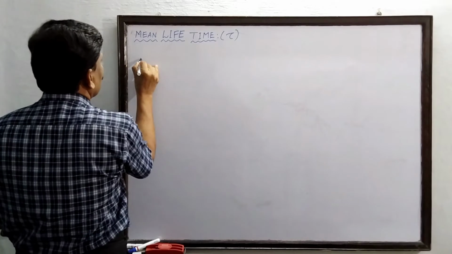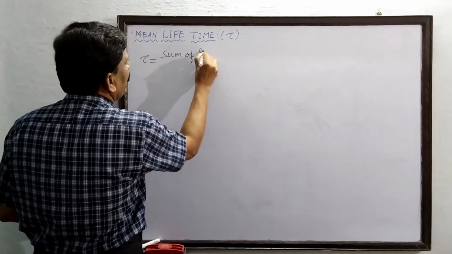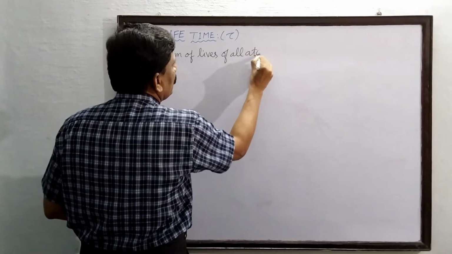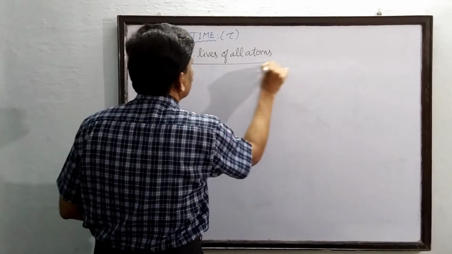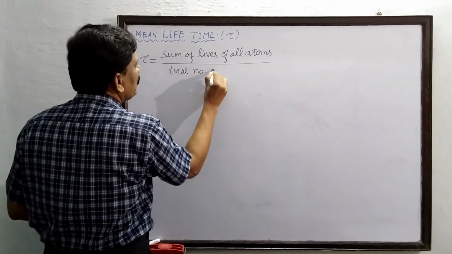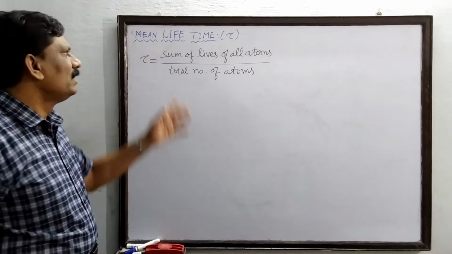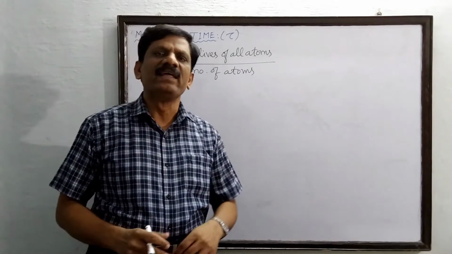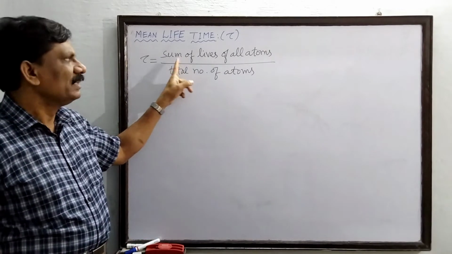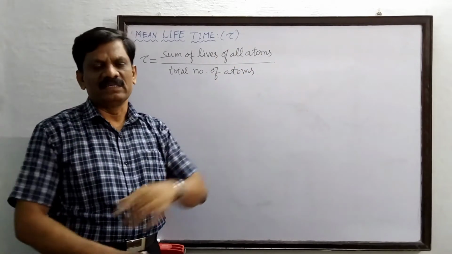So by definition, what must this be equal to? Tau is equal to the sum of the lifetimes of all atoms, added and divided by the total number of atoms. This is only the definition of a mean lifetime. So the mean lifetime is defined as the ratio of the sum of the lifetimes of all the atoms to the total number of atoms.